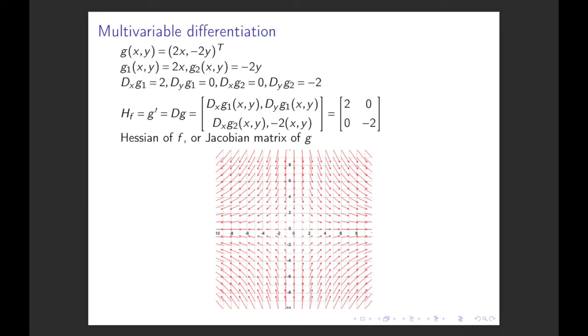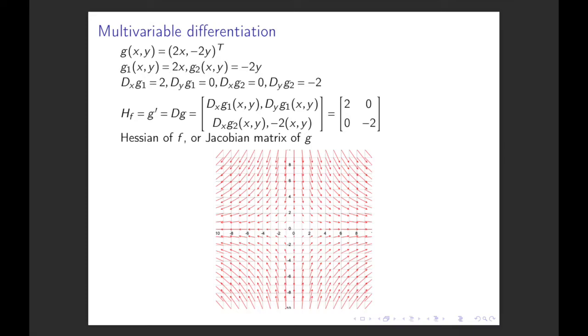What are the eigenvalues of our matrix? Well, in this case, it's really easy to see because they're just the entries of the diagonal. It's 2 and minus 2. So we have one eigenvalue that is positive and one eigenvalue that is negative, so we detected a saddle point.